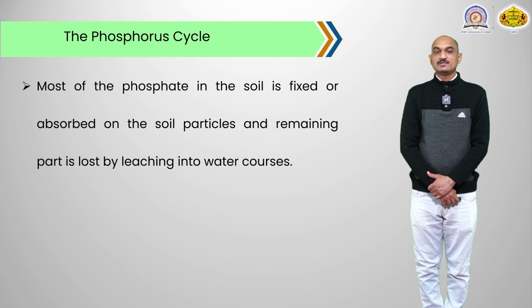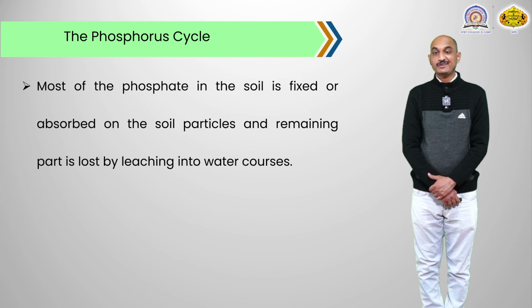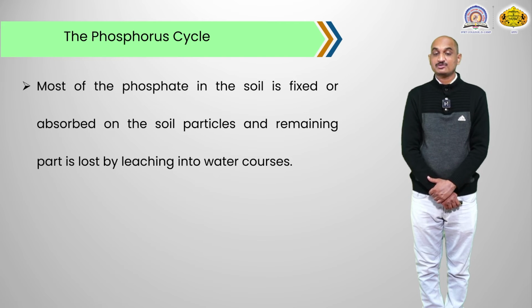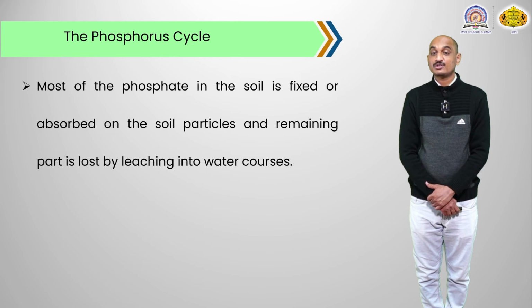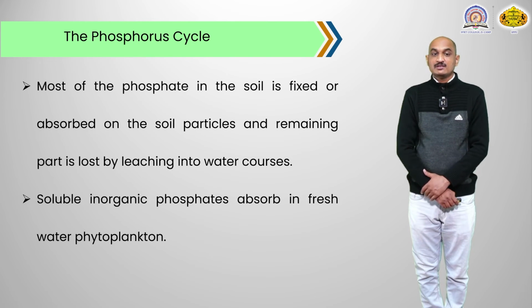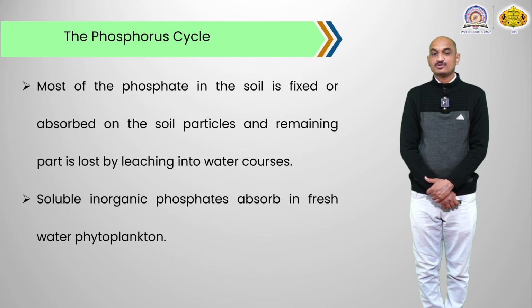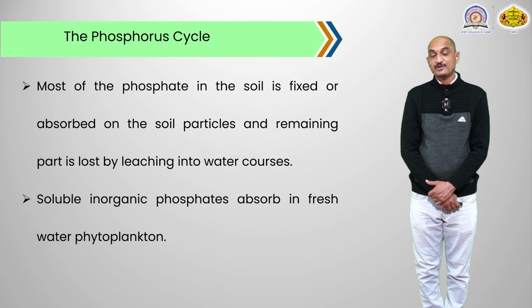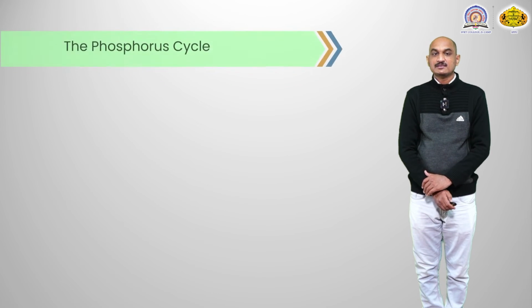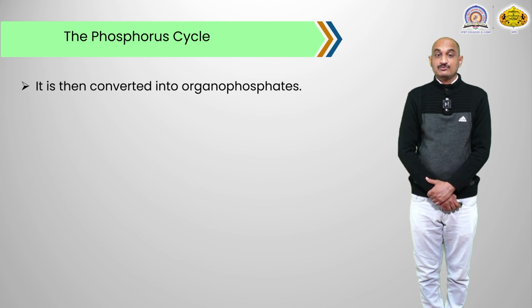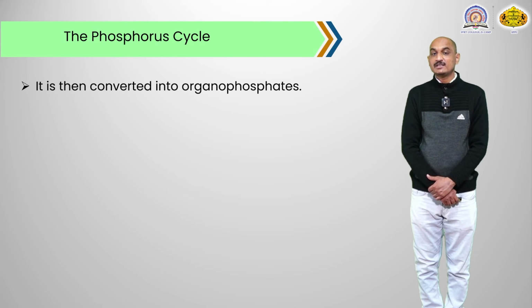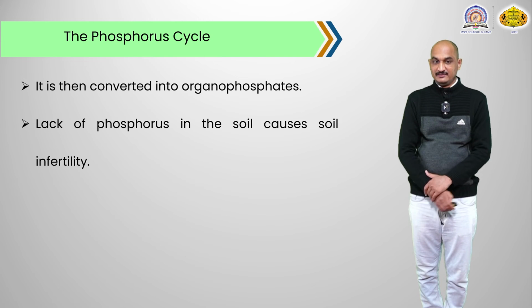So, most of these phosphates in the soil are fixed or absorbed on the soil particles, and the remaining part is lost by leaching into the water courses. Then the soluble inorganic phosphate is absorbed by freshwater phytoplankton. This is the phosphorus cycle process, and it is then converted into organophosphates.